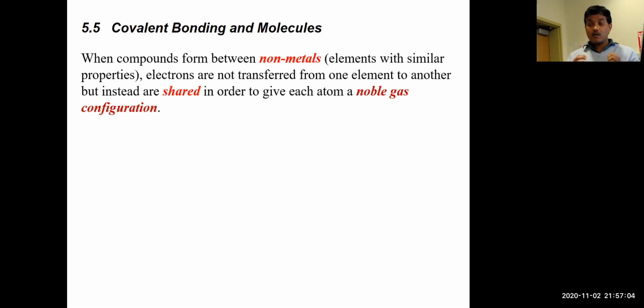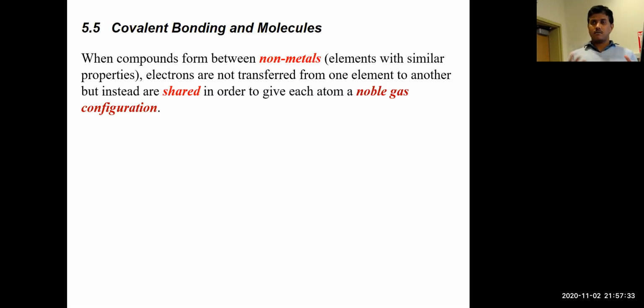Why are they sharing electrons between them? Because they have similar chemical properties. No element has a huge electronegativity difference from another. Remember, in chapter 4 we discussed electronegativity. All the nonmetals have comparably similar electronegativities, in comparison to metals versus nonmetals. Metals versus nonmetals have a huge electronegativity difference.